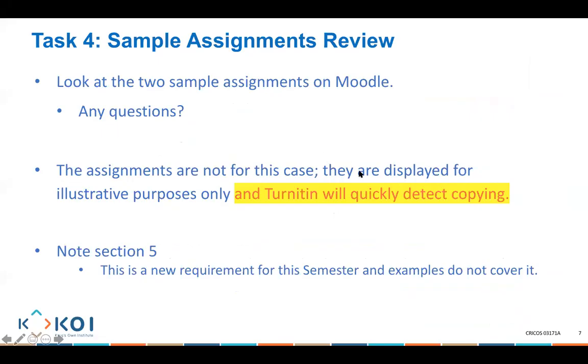All right, so the assignments are not for this case. The ones you see there are for a different case. They are displayed for illustrative purposes only, and Turnitin will quickly detect any copying. There are some extra requirements in section 5 which we've covered, but you might find some information about it. If there's any extra information you need to add, please make sure you go and do the research.